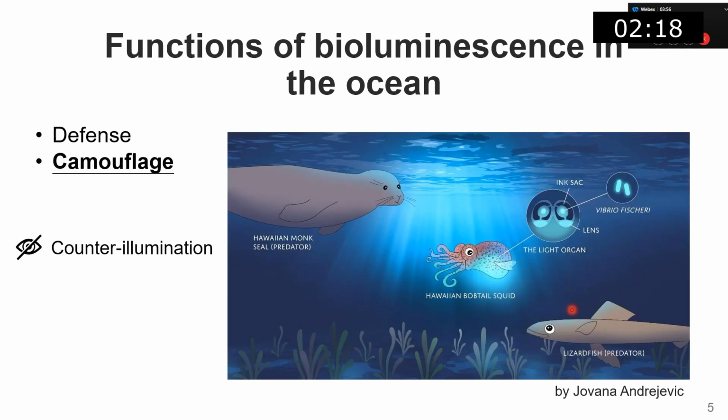And the second is camouflage. We can see in this picture the bobtail squid has bacterial symbiotic bioluminescence on the ventral side of its body. So the lizardfish, a predator, sees the squid from below. The light mimics the light penetrating from the sea surface, so the lizardfish cannot see it when looking upward. This kind of camouflage is called counterillumination.